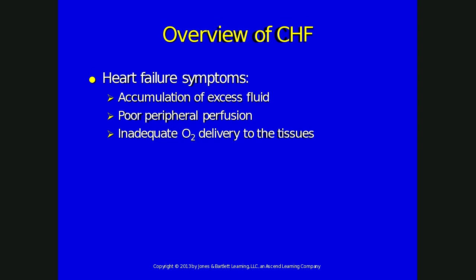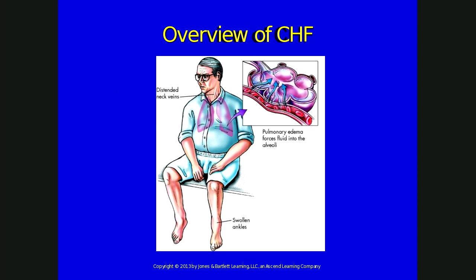And heart failure symptoms are listed here: accumulation of excess fluid, poor peripheral perfusion, or inadequate oxygen delivery to the tissues. This is your patient here with fluid overload. You'll notice the patient will have distended neck veins, pulmonary edema, and swollen ankles. This is congestive heart failure. There's literally nowhere else for the fluid to go, so it starts to back up into the lungs.